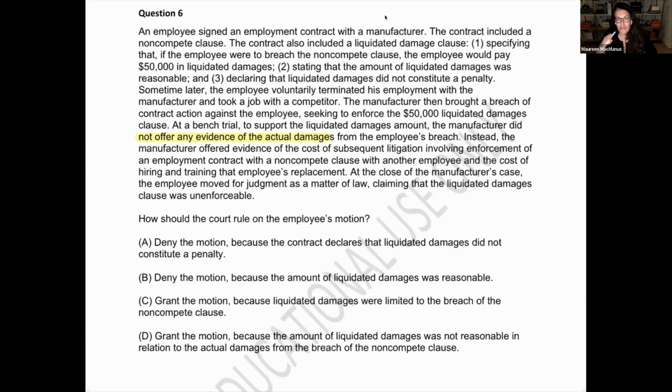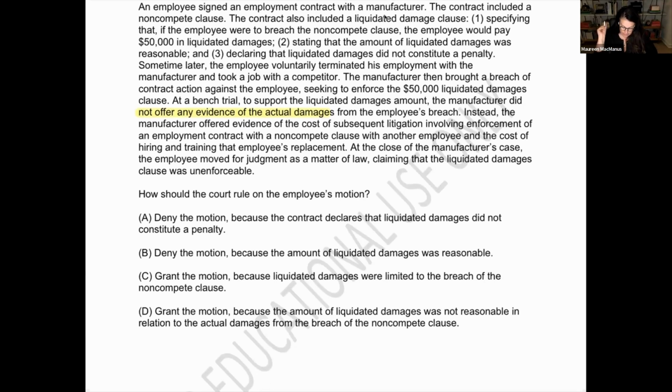So we see civ pro all over the bar exam, which is why I always start people off with civil procedure when they start to study for the bar, because you're going to see it more than just here. So how should the court rule on the employee's motion?